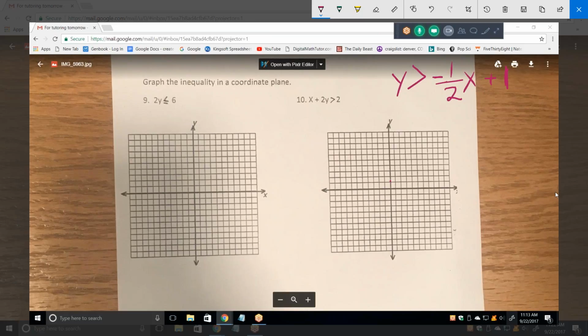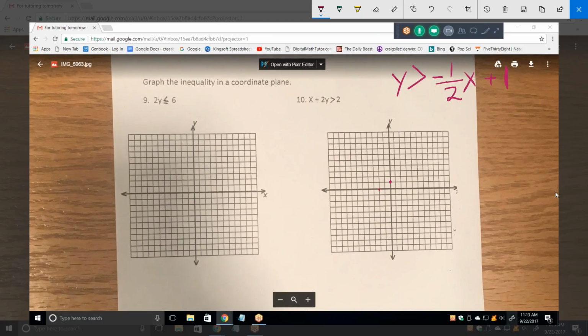Okay, so that point's on the line. Now where do I get another point? All I need is one other point, and I know 2 points determine a line. And then would you go down 1 and then left 2? That would give you a positive slope, would it not?